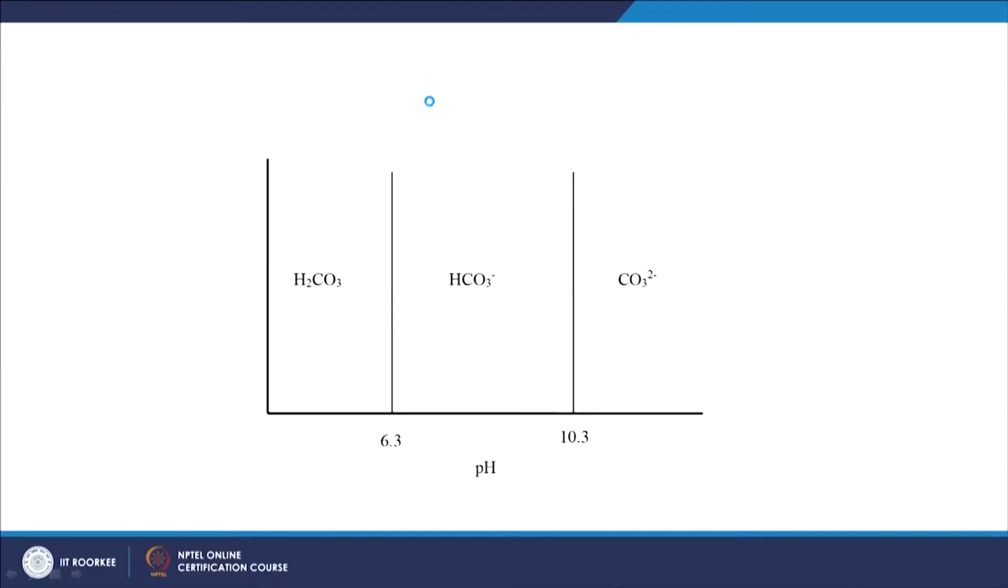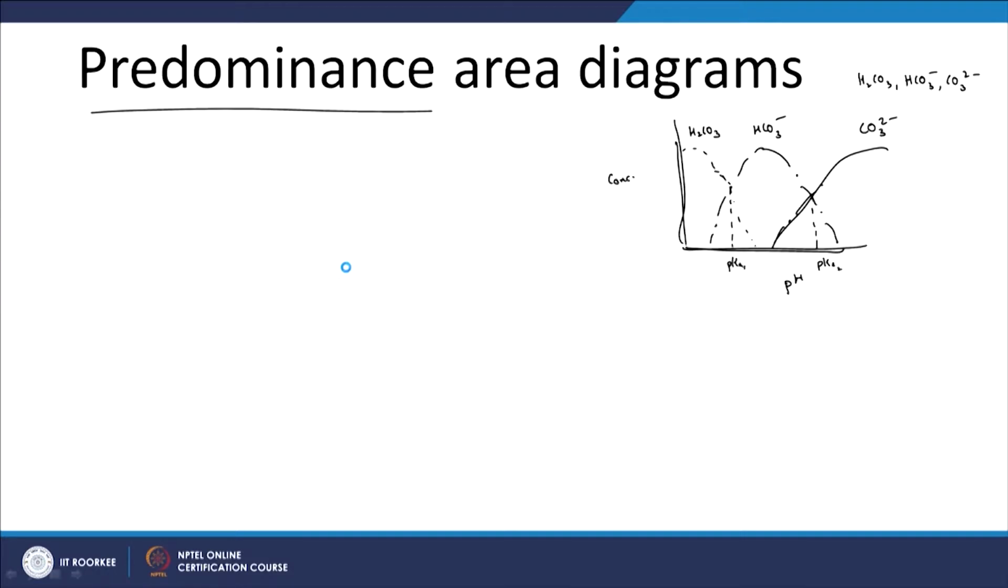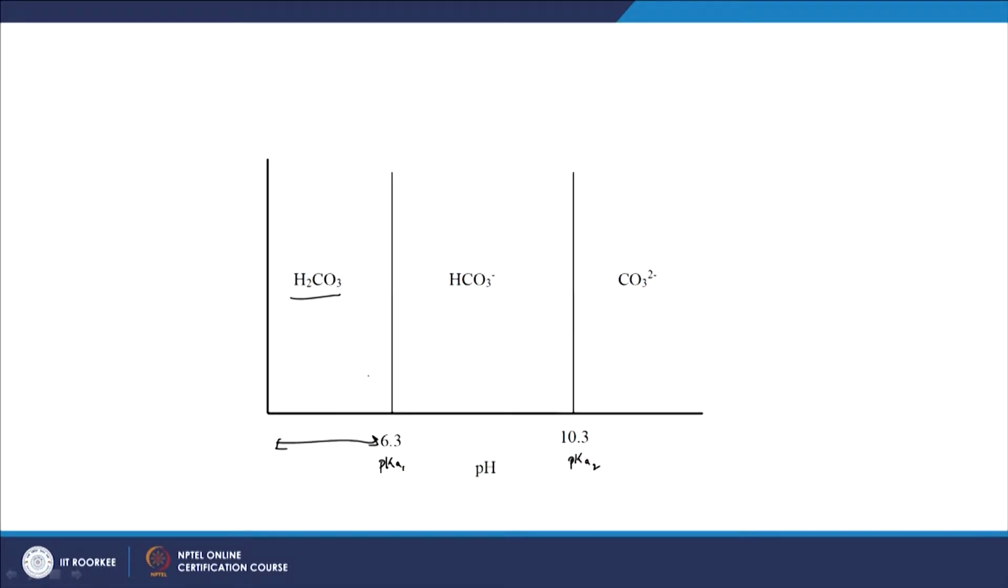What do we understand? This is pKa1, this is pKa2. When pH is less than pKa1, which compound is going to predominate? H2CO3, and that's what you see here too. When pH is less than pKa1, in this region, which conjugate acid or base in this system is predominating? It's H2CO3, and that's what we have here.